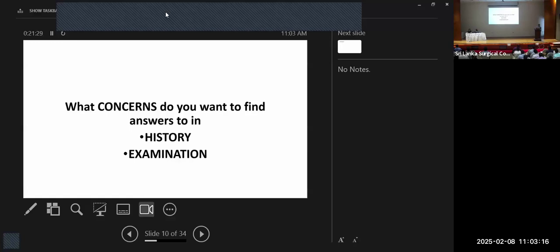Anything else? We've asked a few things in history. Examination, what would you want to check specifically? It's general examination like emaciation and the nutritional status. So what are you going to do in general examination to assess nutrition? Whether he's well looking or emaciated, or just general appearance. What else? Weight. Yes.